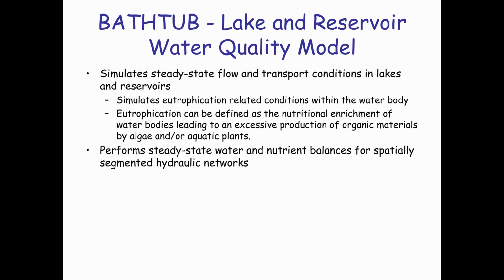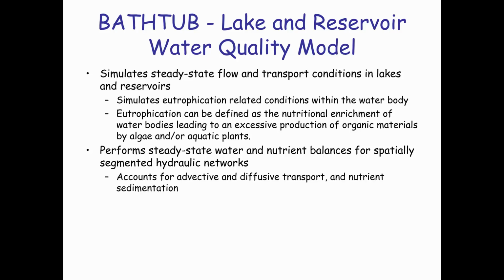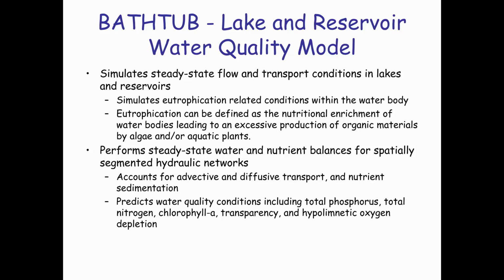The model performs steady-state water and nutrient balances for spatially segmented hydraulic networks. And through this, it accounts for advective and diffusive transport and also nutrient sedimentation, or basically the deposition of nutrients out of the water column. It predicts water quality conditions, including total phosphorus, total nitrogen, chlorophyll A, transparency, and hypolimnetic oxygen depletion. And of course, all of those things just mentioned are related to the eutrophication condition.